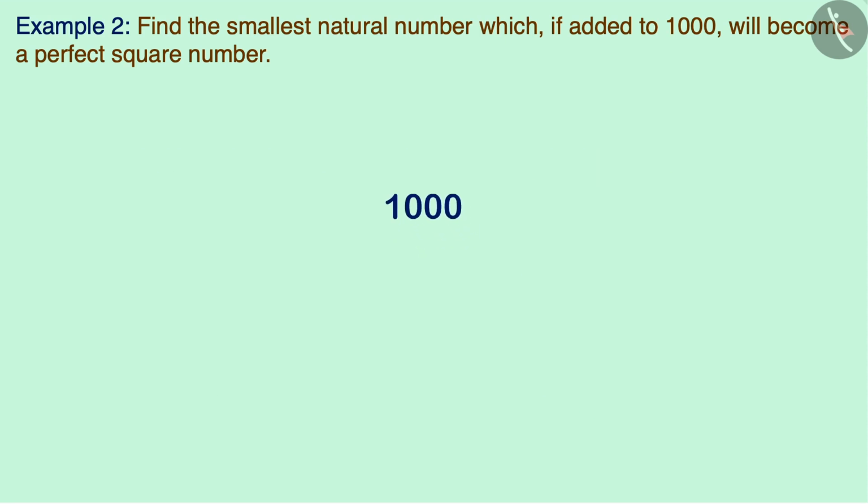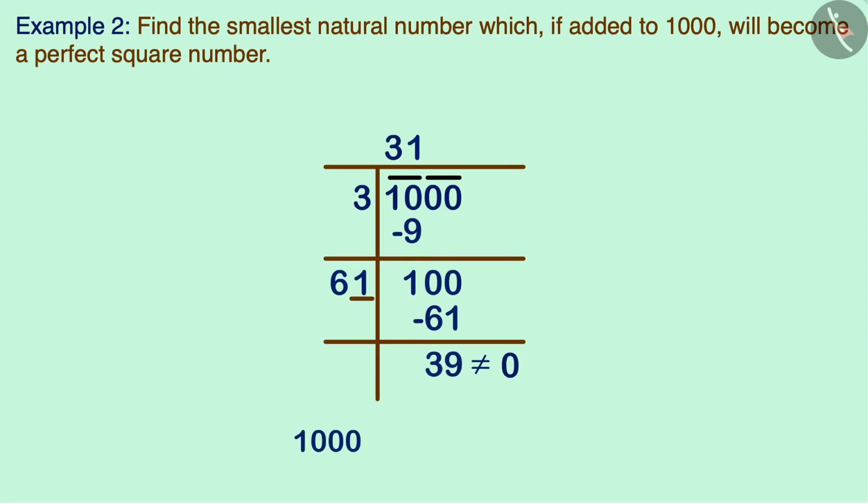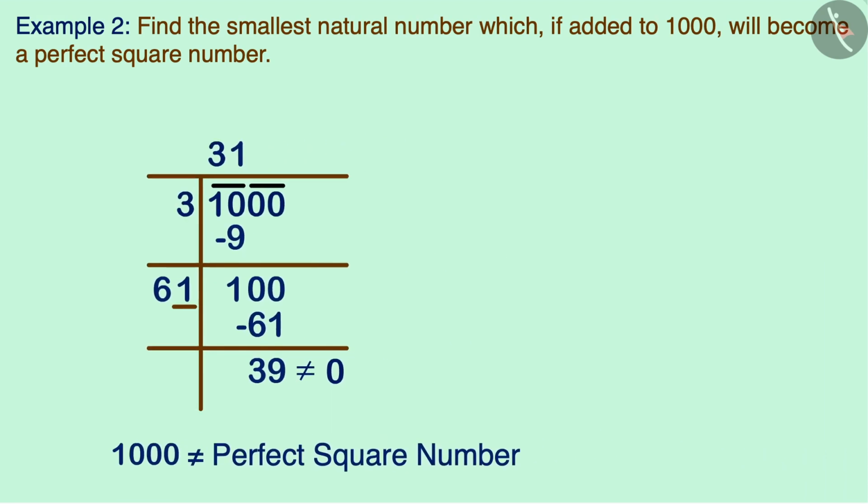To solve this question, let us first find the square root of the number 1000 using the division method. We can see here that we have got 39 as the remainder. The remainder here is not a zero, so 1000 will not be a perfect square number. That is, here the quotient is 31.